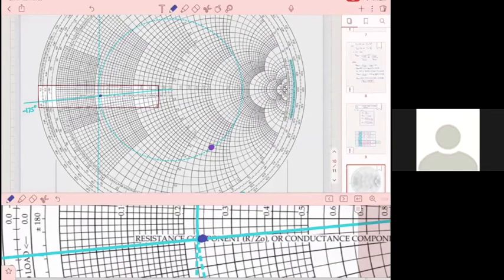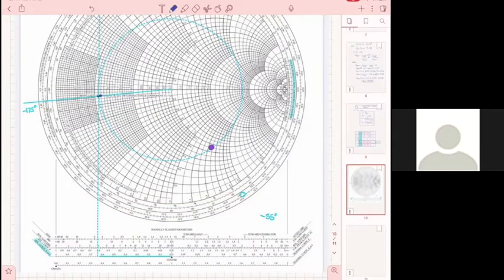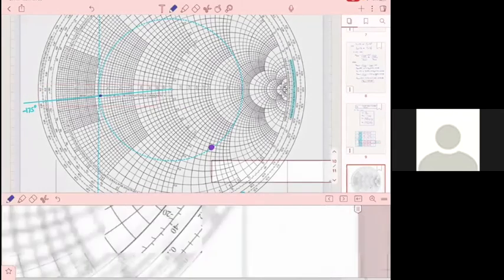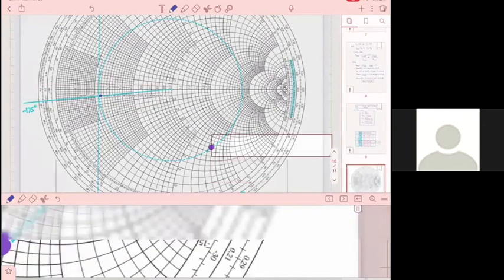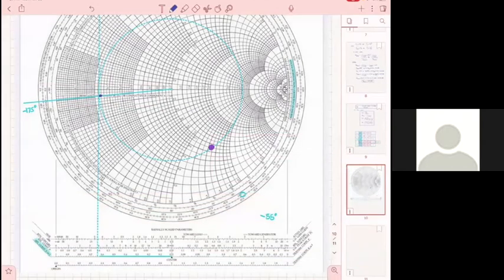Oh, I understand. So that circle is the constant VSWR circle, not the gain circle. No, that's a constant VSWR circle. I have not done the gain circle yet.